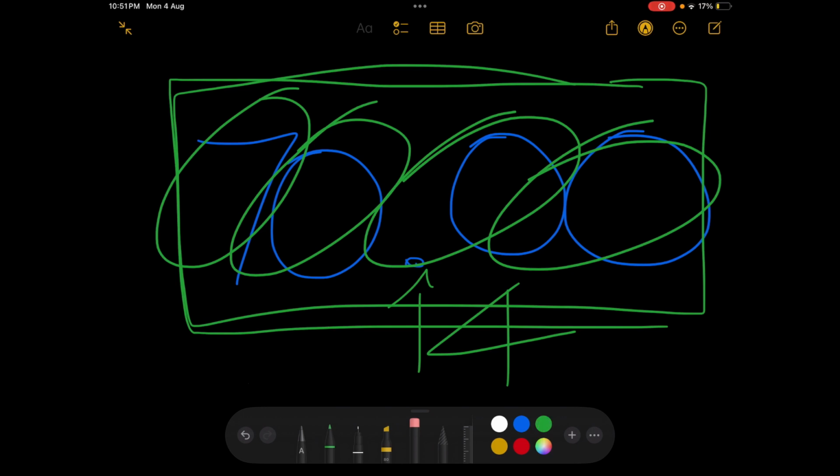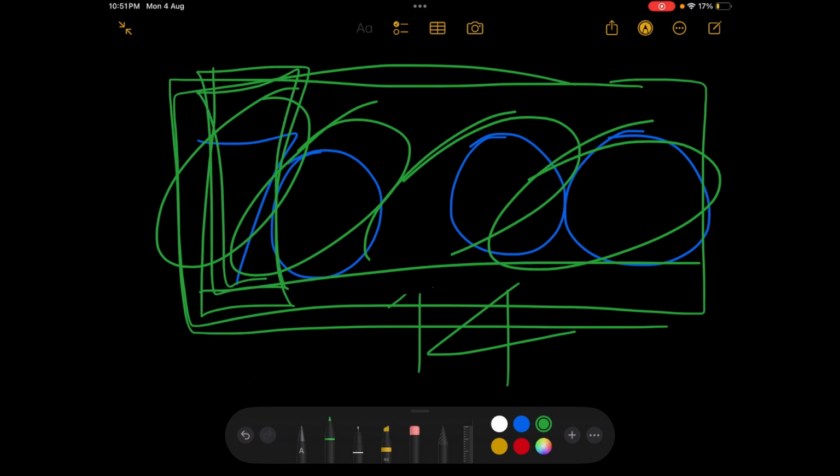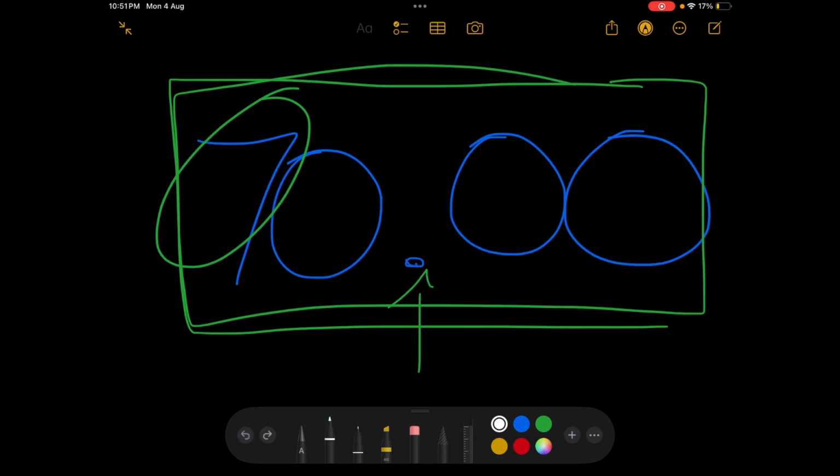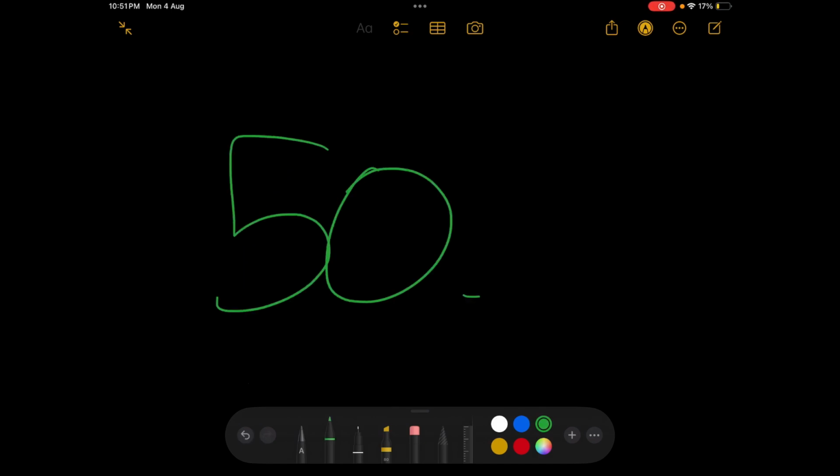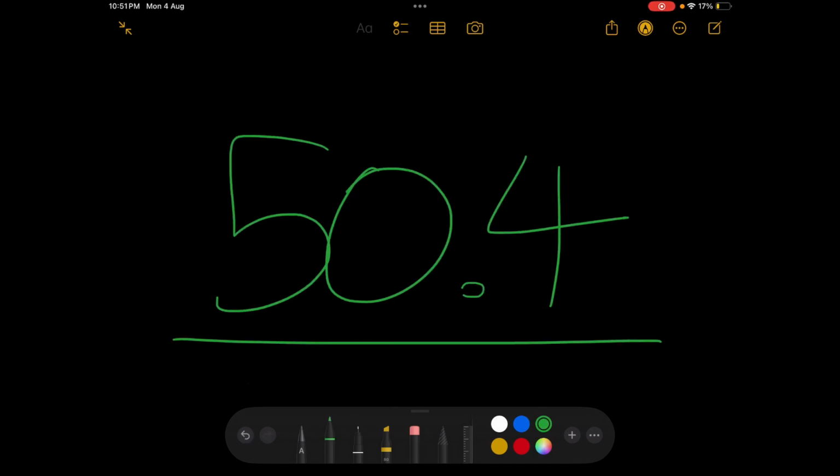However, if we were to take away that decimal and we just had 7,000, it would be only the 7 that's significant. The decimal just likes incorporating everybody together. This also counts for if you have like 50.4. Everything's significant. Everything because of that little decimal.